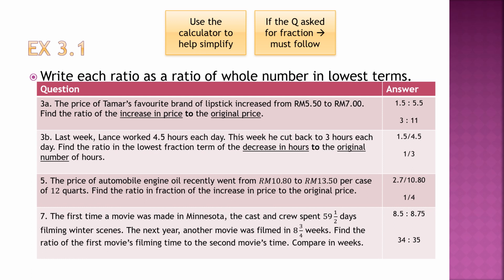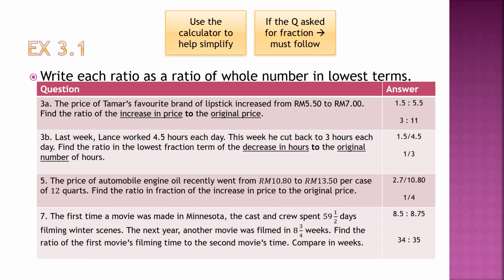The price of Tamar's favorite brand of lipstick increased from 5.5 to 7. Find the ratio of increase in price, not the new price. Increase in price. How much did it increase by? 1.5, right? So 1.5 to the original price, which is 1.5 to 5.5. You plug it in the calculator, you will get 3 to 11. Don't need to do it manually, just plug in the calculator. Last week, Lance worked 4.5 hours each day. This week, he cut back to 3 hours each day. Find the decrease in hours to the original. So it decreased by how much? 1.5. Original is 4.5. 1.5 to 4.5 is 1 over 3.